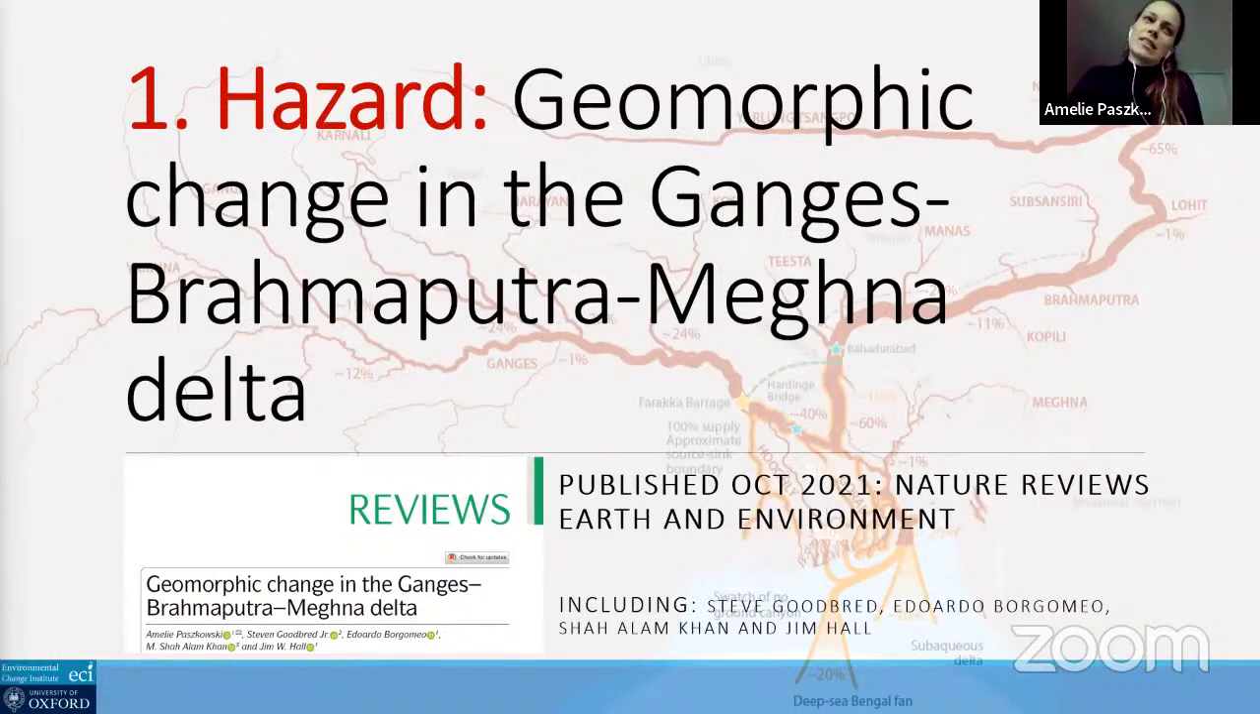So starting off with this first component, this paper was published in October together with Steve Goodbread from Vanderbilt University, Eduardo Borgomeo from the World Bank, who is also in Oxford, Mohammed Shah Alam Khan from the Institute of Water and Flood Management in Bangladesh, and Jim Hall from the University of Oxford. This is a review paper bringing together our current understanding of geomorphic change in the GBM Delta, and I'll just be providing an overview of the main findings from this paper.